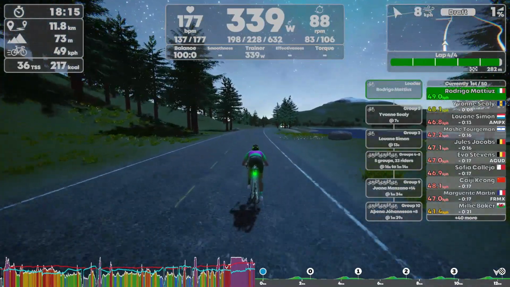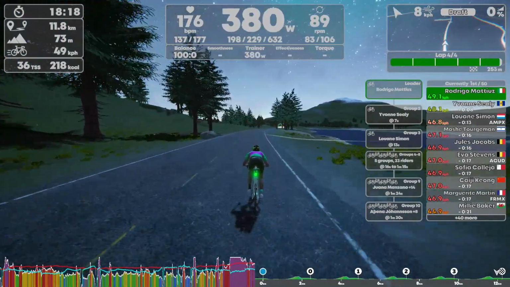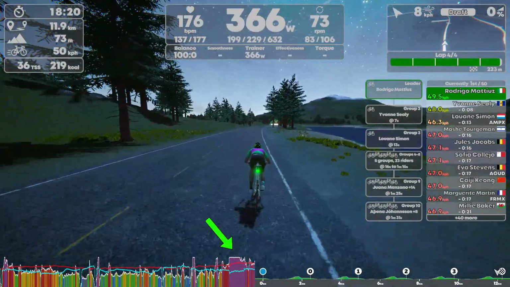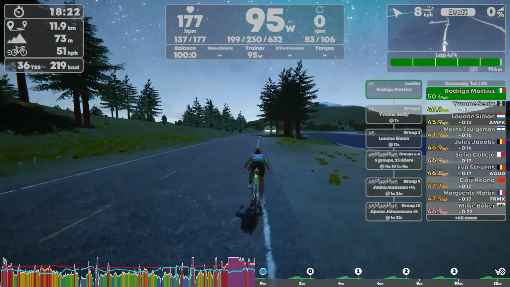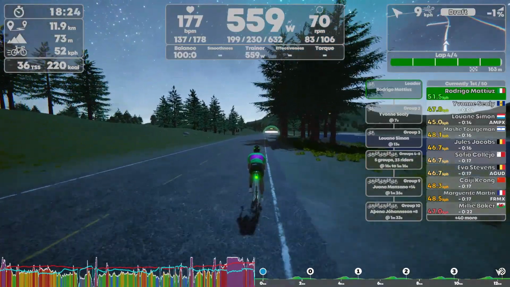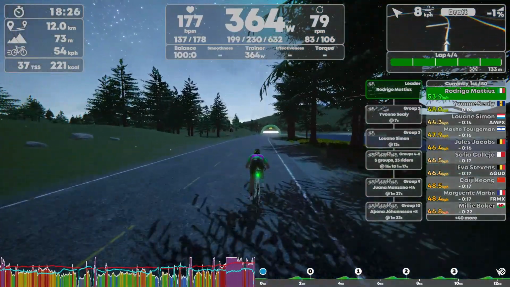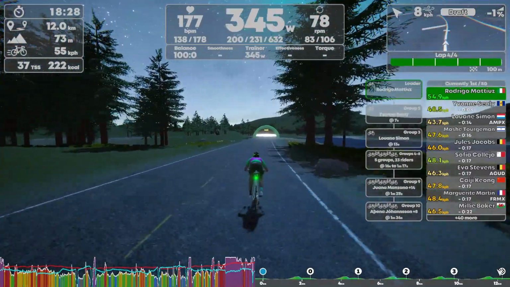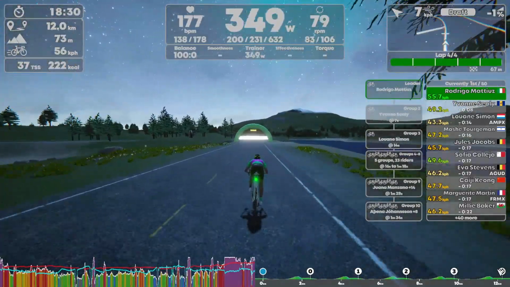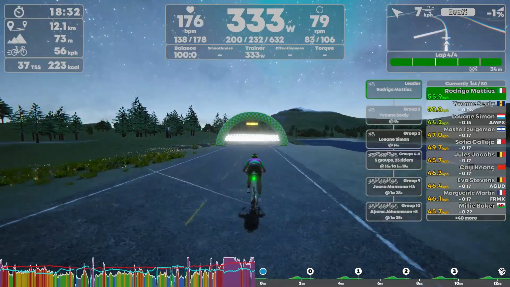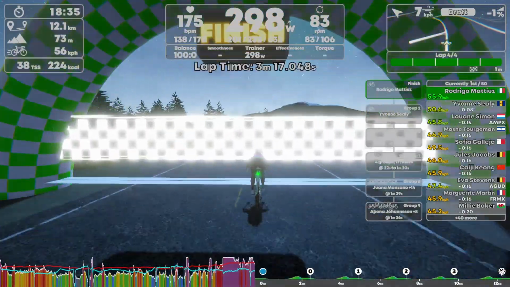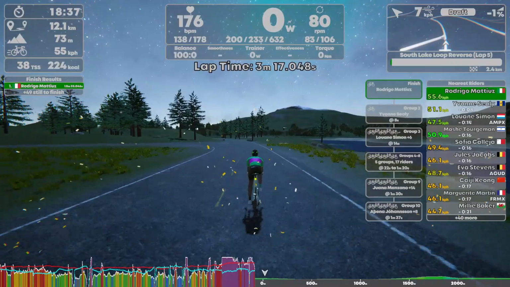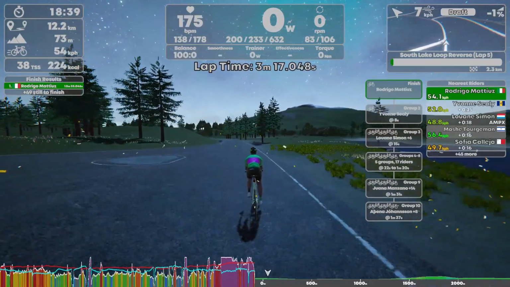You can see the power is really purple underneath, so well above my FTP. And then I'm pushing really hard here. Here I have a bit of a problem because the chain jumps, but I get back on the bike, and then 374, not really a crazy wattage, but I finish first, and I just won my first race on IndieVelo.